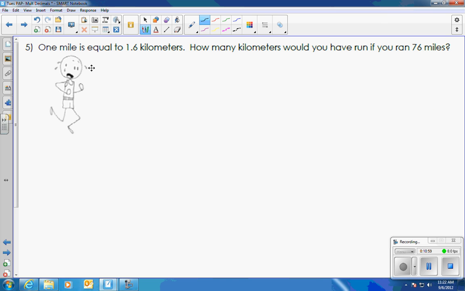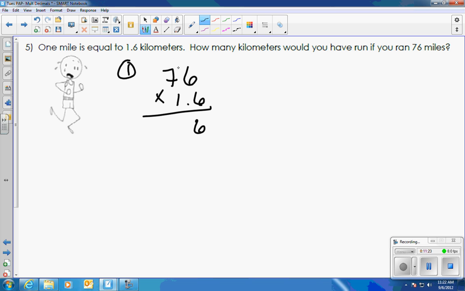Okay. 1 mile is equal to 1.6 kilometers. How many kilometers would you have run if you ran 76 miles? So we need to multiply here. Does not matter which number we put on top. But I do need to count how many decimal places that I have. So I have 1 total.